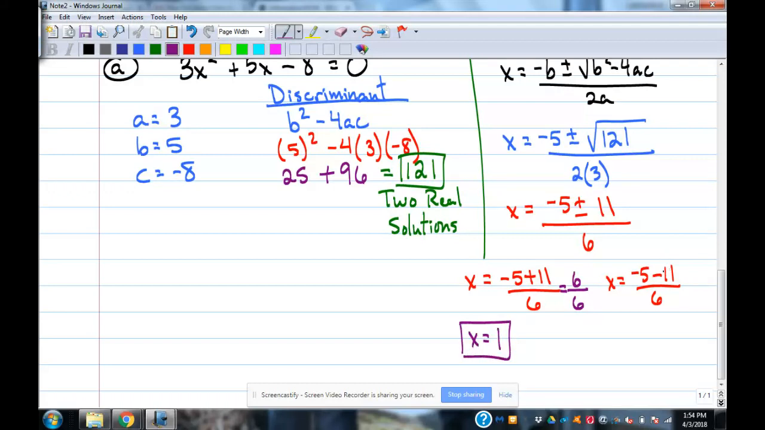What's -5 minus 11? -16. And on the bottom, we still got 6. Does 6 go into 16 evenly? No. So we reduce that fraction. What will go into 16 that'll also go into 6? 2. It'll be -8 over 3. Those are our 2 solutions, 2 real solutions to the equation that we were given at the beginning.